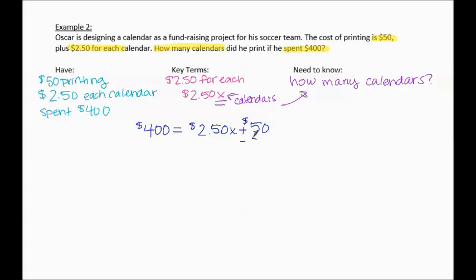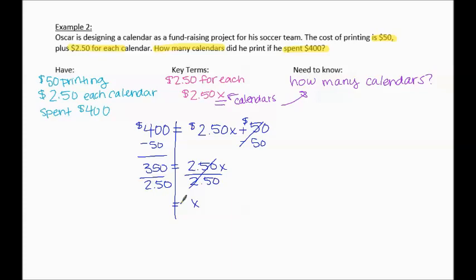Now when I solve, subtract 50 from both sides. Here I get 350 equals 250x. Divide both sides by 250. My x gives me 140. So to answer my question, how many calendars? 140 calendars is what he purchased.